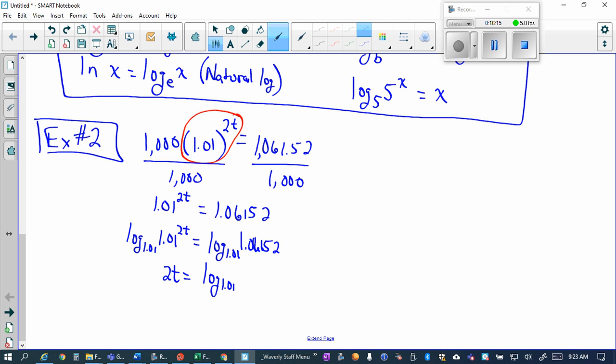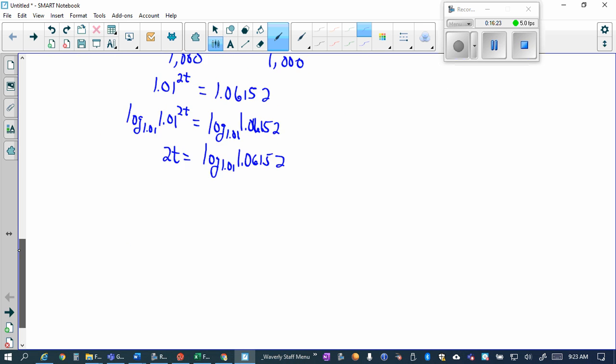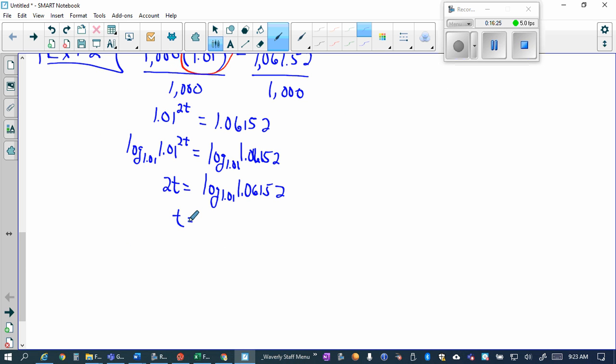log base 1.01 of 1.06152, and then I just do what? Divide both sides by 2, don't I? So t is going to equal log base 1.01 of 1.06152, all over 2. And you can put that in your calculator, if your calculator allows you to do logs in any base. A lot of calculators don't. And so you think, okay, how do I do a log in a different base to undo these things? There's another way to do this.